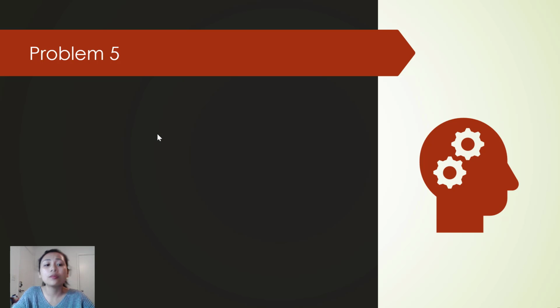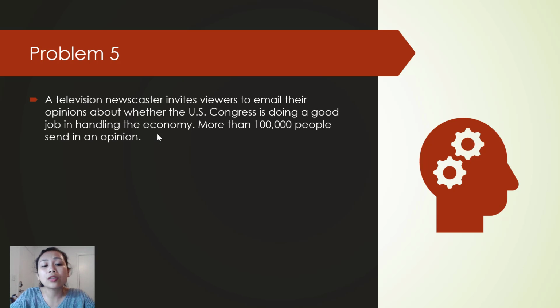The last problem. A television newscaster invites viewers to email their opinions about whether the U.S. Congress is doing a good job in handling the economy. More than 10,000 people sent in an opinion. So this is a voluntary response bias. So that is everything for today.